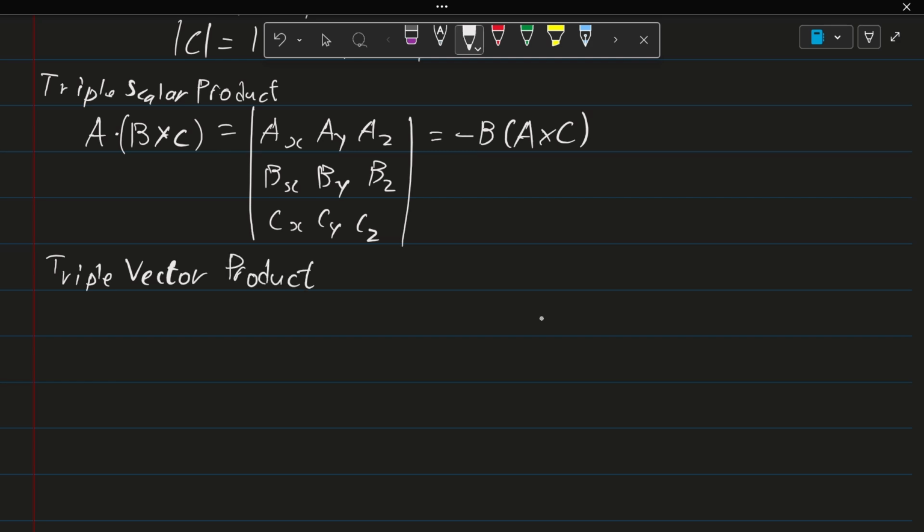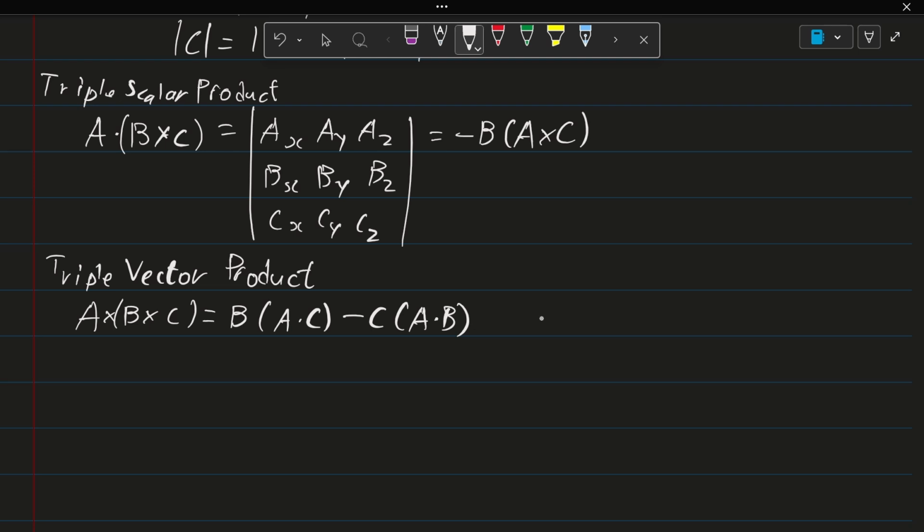So you can expand the triple vector product, which is A cross B cross C, here. And you could prove that this is just B times (A dot C) minus C times (A dot B). So what this tells you is that it has a component in the B direction and the C direction.